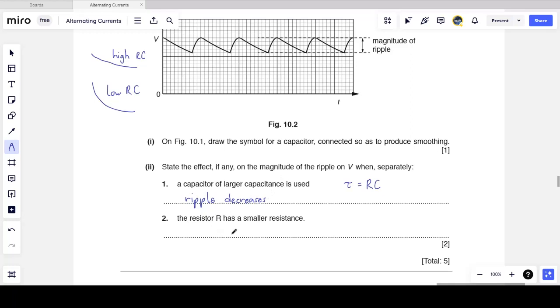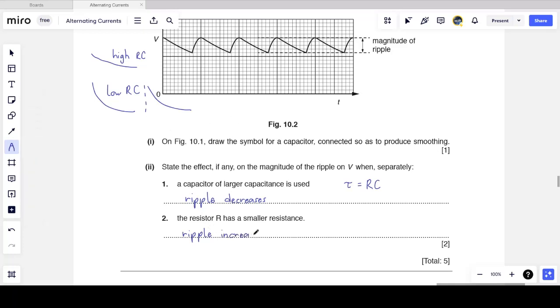Now separately, part 2 says what happens if I use a resistor R with a smaller resistance. Well, if I use a smaller resistance, then the time constant decreases. And if the time constant decreases, then I have a ripple that's going to be larger. The ripple would be the distance from the peak to the lowest point, and it's a higher value. So I will have a ripple that increases, because the time constant decreases.